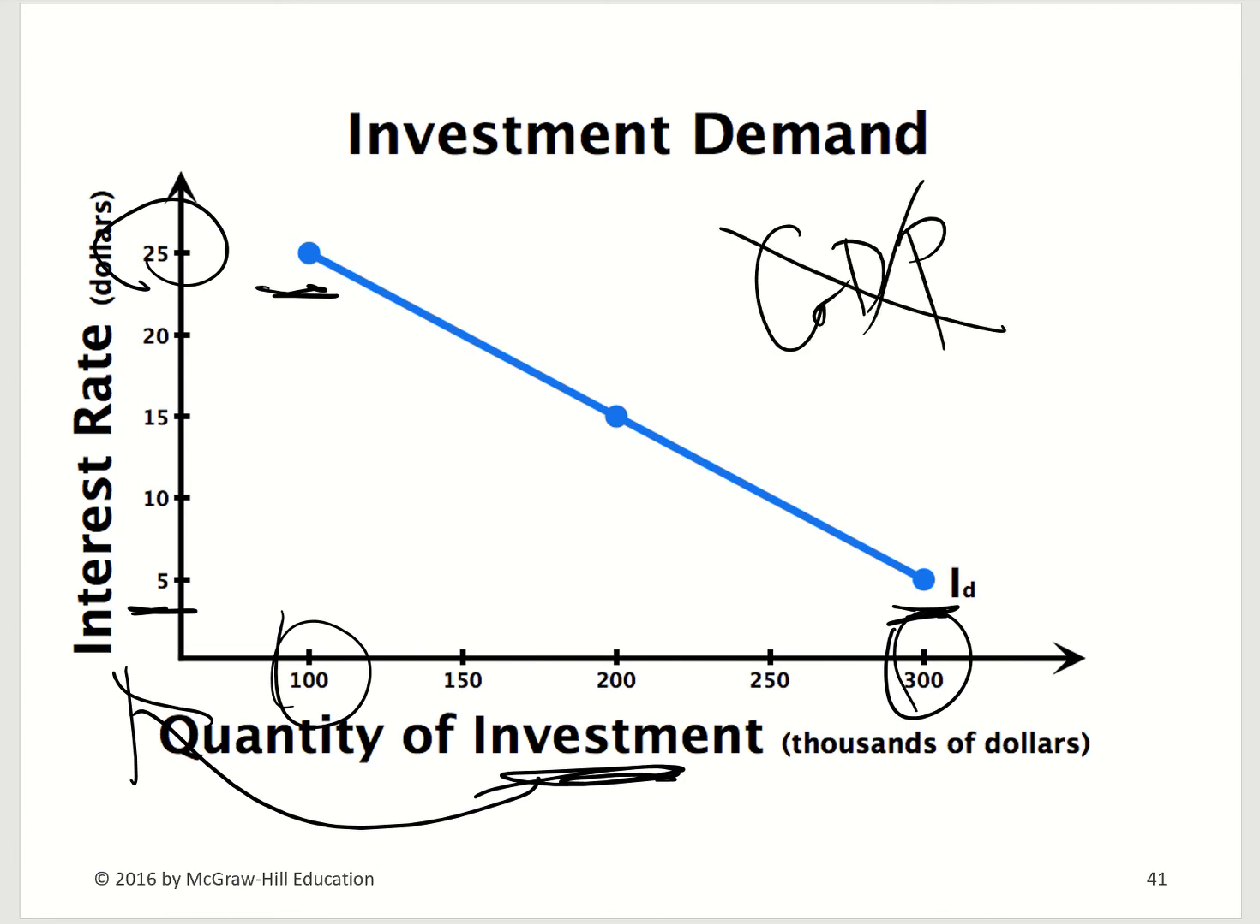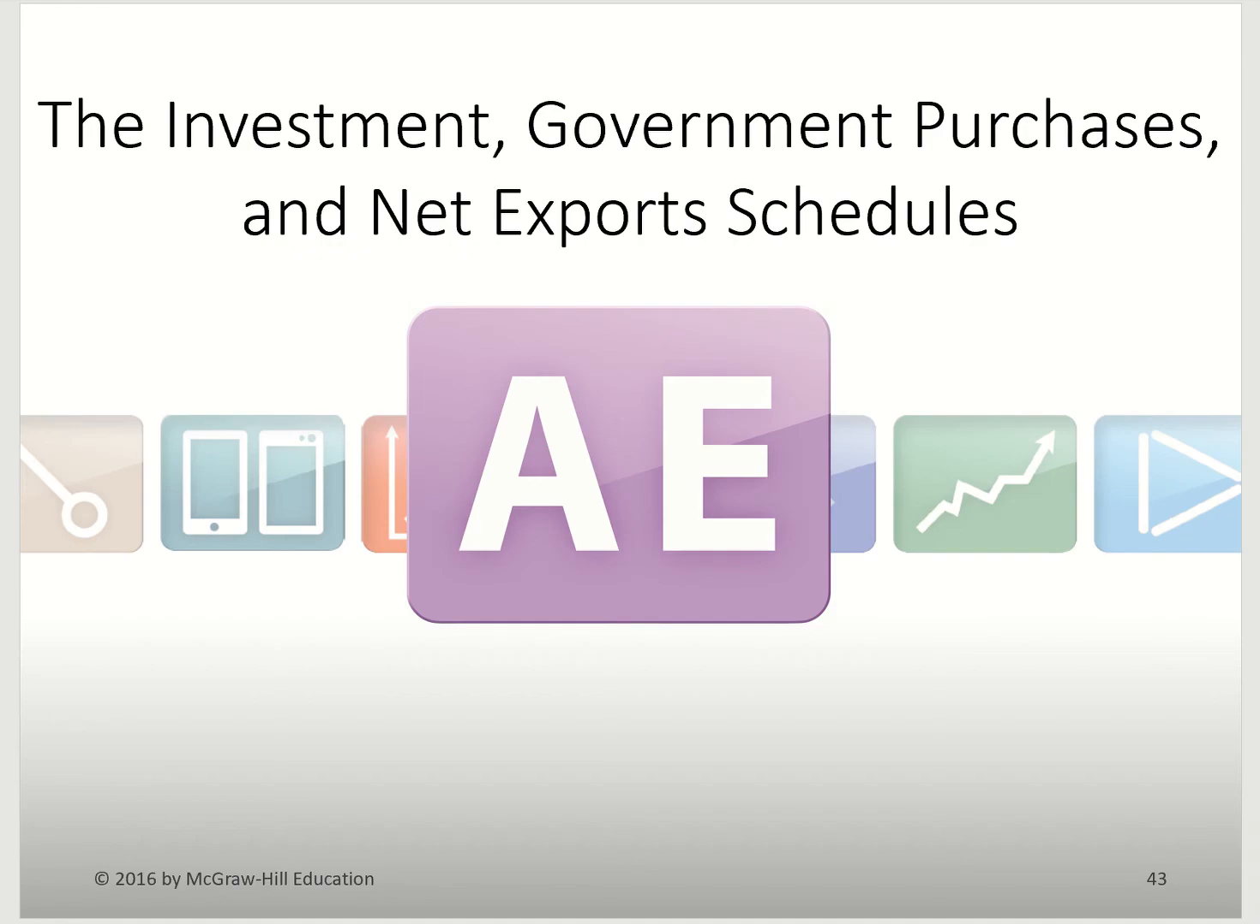So GDP doesn't have any impact on investment. Only the interest rate has an impact on investment. Okay. All right, so let's go to the next slide.